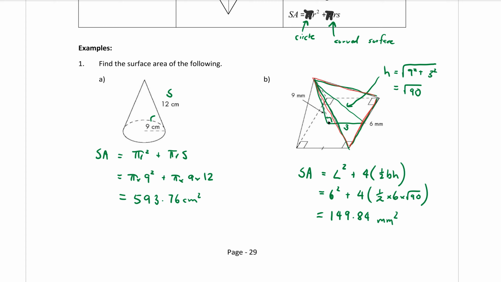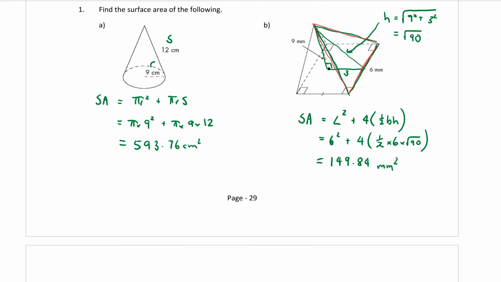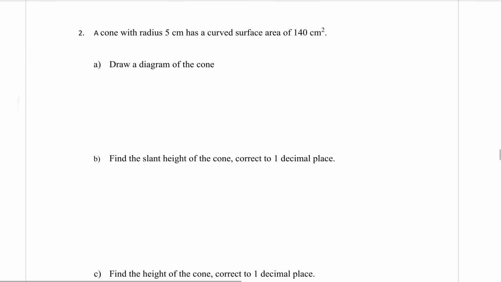All right, that was a bit tricky, wasn't it? Over the page. Question 2. Everyone written that down? No? All right, I'll just wait a second. There's a couple of no's. All right, good?